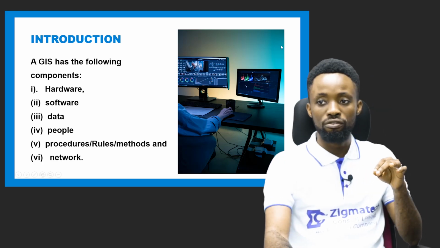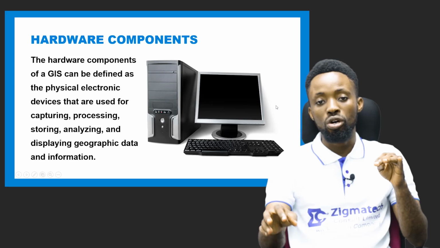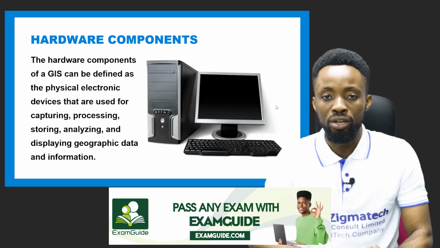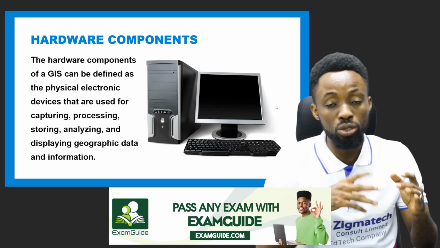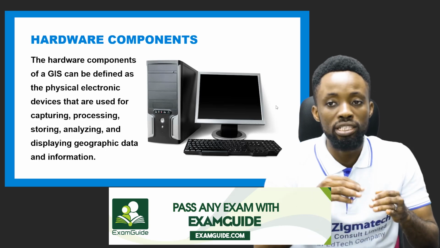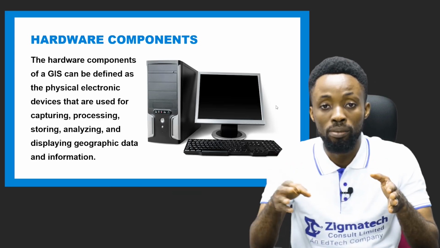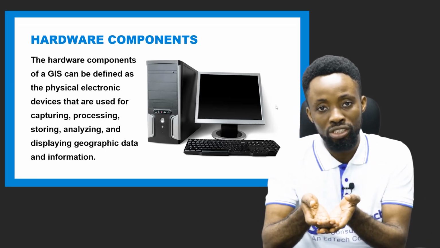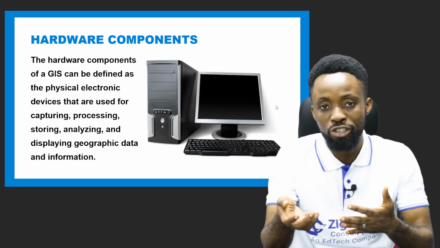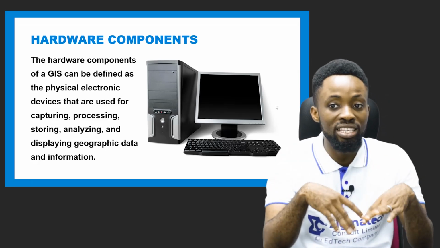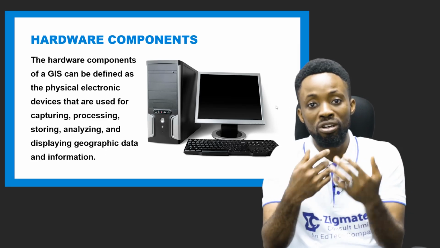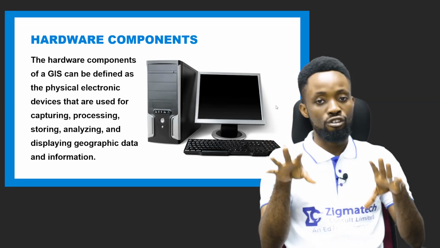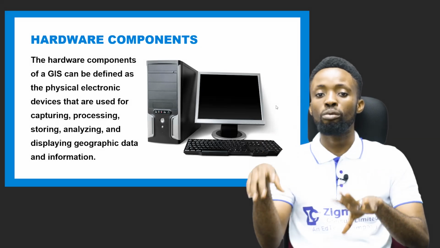So let's start with the first component, which is called the hardware component. Now, in computer science, hardware is that part of the computer that you can see, touch, and feel. For GIS, the hardware components are simply the physical electronic devices that we use for capturing, processing, storing, analyzing, and presenting or displaying geographic data and information. So that physical electronic device is called the hardware component of GIS.